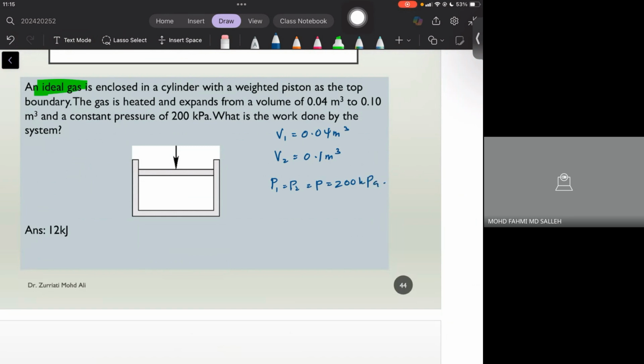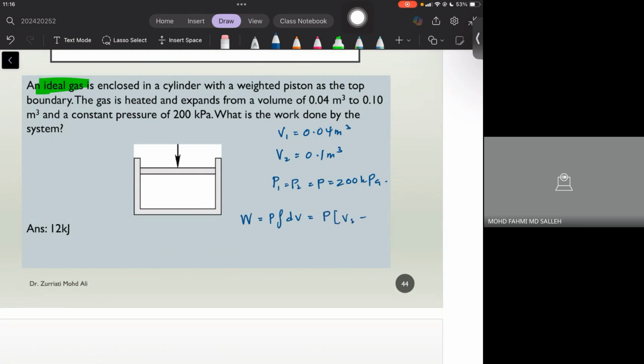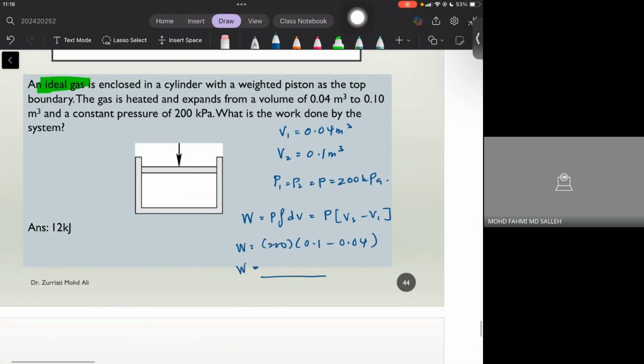For this, we know that the work is the boundary work, integral of P dV. Thus, what we have over here is P times (V2 minus V1), and then we have the work equal to 200 times (V2 is 0.1 minus 0.04), and you're going to get the value for the work in kilojoule, which is equal to 12 kilojoule.